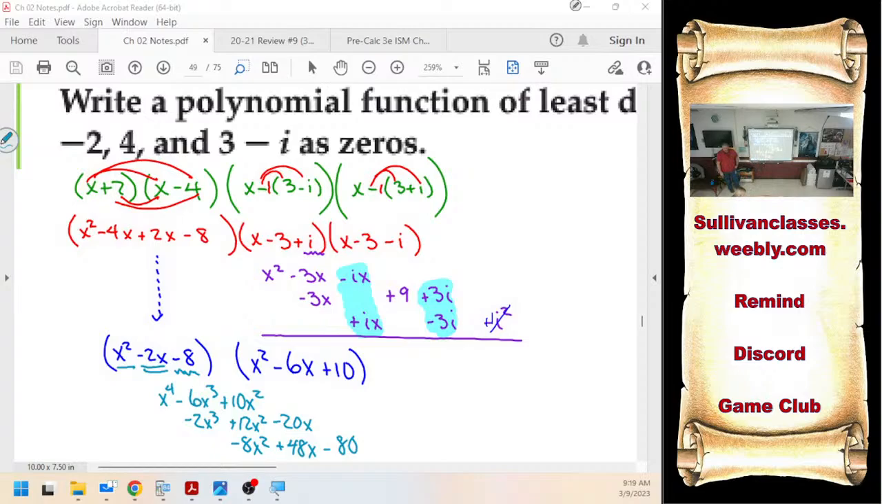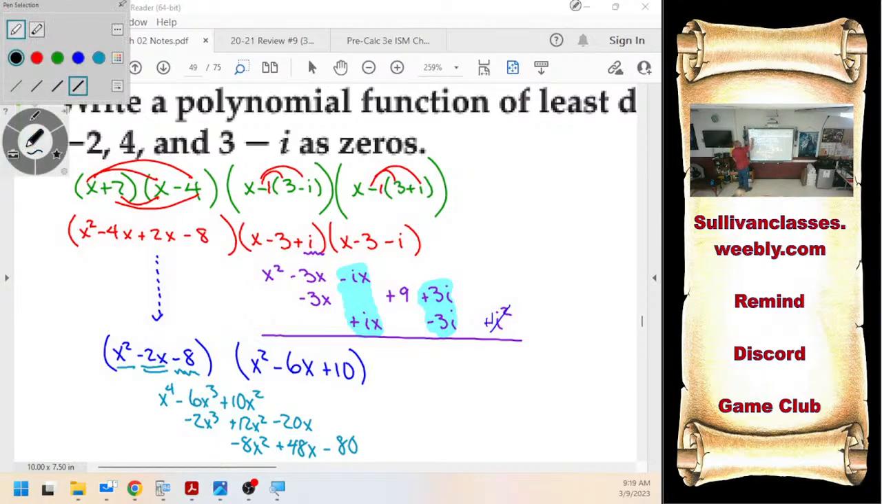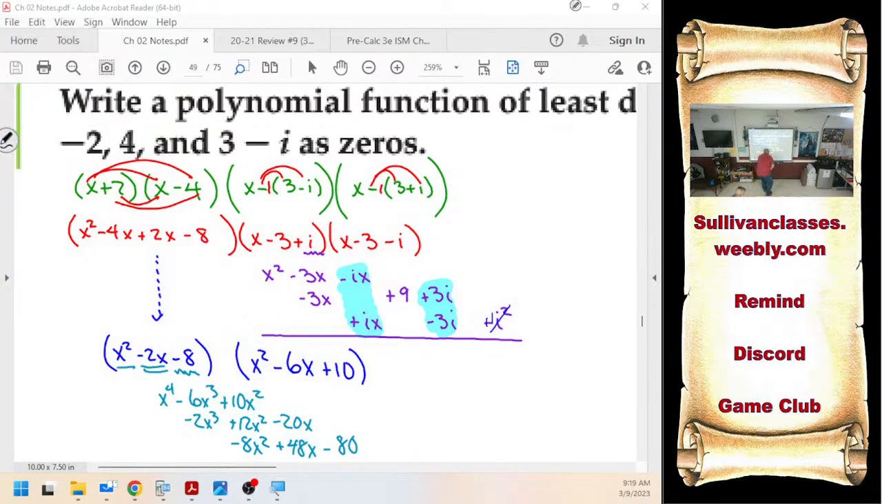And I combine like terms. By the end of the problem, we should have f of x is x to the fourth minus 8x to the third. I see 22 minus 8, 16, right? 14. Yeah. 14x squared plus 28x minus 80.